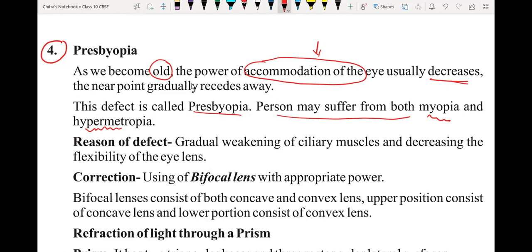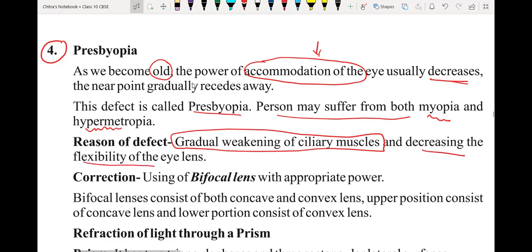Okay, what are the reasons for that? First reason, the gradual weakening of the ciliary muscles. Ciliary muscle functioning decreases, decreasing the flexibility of the eye lens, and that's why it is unable to focus properly on the retina. These are the two possible reasons. Now, how can it be corrected? By using a bifocal lens.